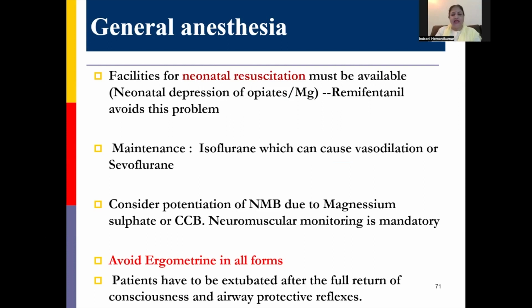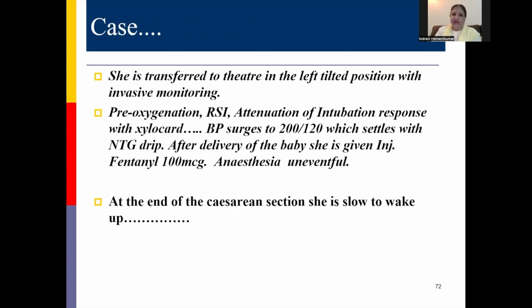Isoflurane can cause vasodilatation, or you can use sevoflurane. Remember, the magnesium can potentiate the effect of neuromuscular blockers, so you have to do neuromuscular monitoring. Avoid ergometrine in all forms. Give only oxytocin to this patient. Patients have to be extubated after full return of consciousness and airway reflexes.